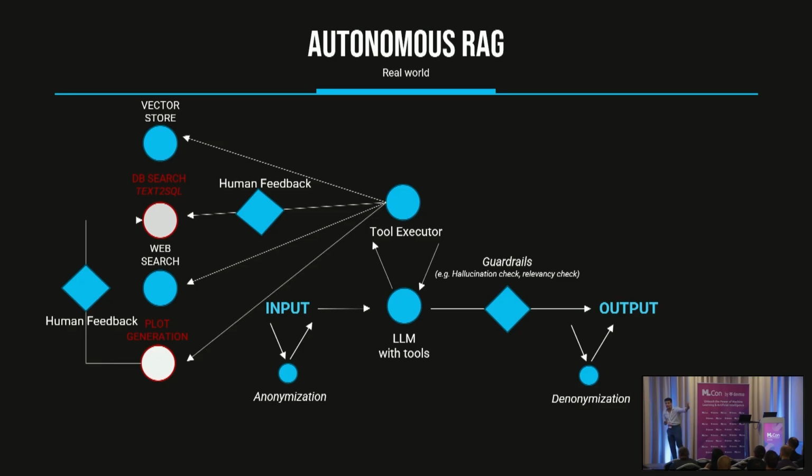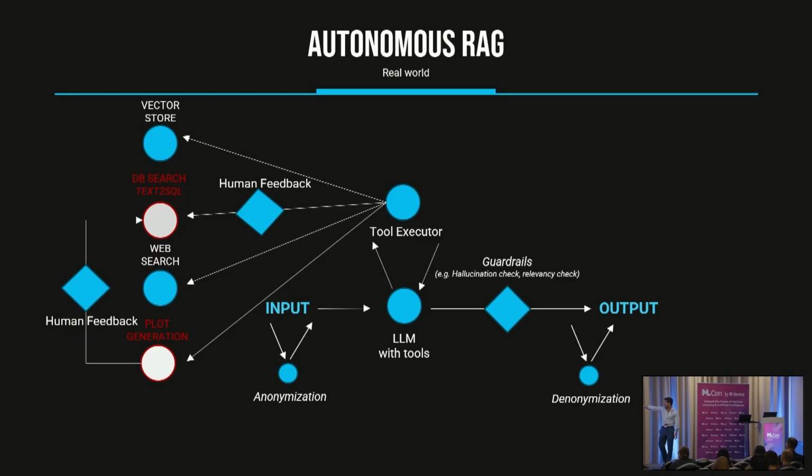So not just giving the plain atomic operations to the model, but encapsulating the autonomous agent within a structured framework. So the input needs the anonymization step. Then we have the autonomous agent, so LLM with tools and tool executor. At the end, before returning the output, we have some sort of guardrails, so hallucination check, relevancy check, coherence check, whatever. And before the final output, we have the de-anonymization step.